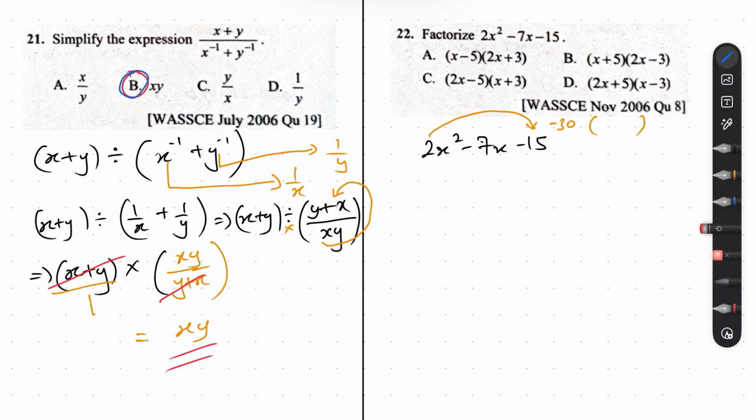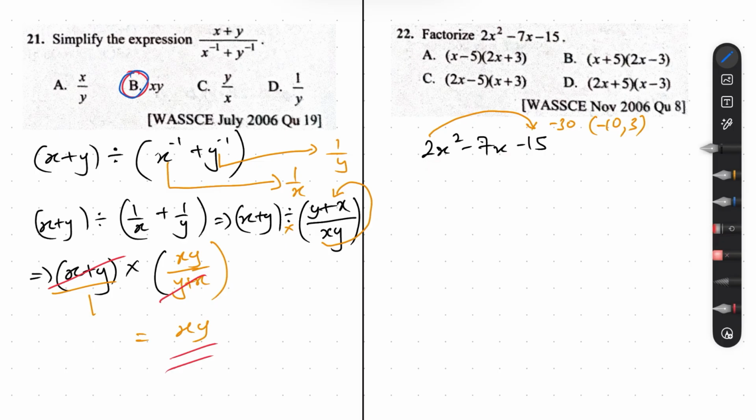Pause this and think of it. I hope you've gotten the factors. They're going to be negative 10 and positive 3. Because if you multiply negative 10 and 3, you get negative 30. But when you add them, you get the coefficient of x, which is negative 7. Negative 10 plus 3 gives us negative 7. So these are our factors. So let's rewrite this.